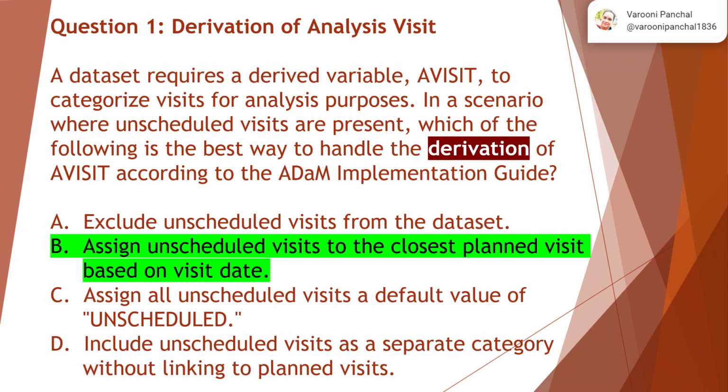Question 1. Derivation of analysis visit. A dataset requires a derived variable AVISIT to categorize visits for analysis purposes. In a scenario where unscheduled visits are present, which of the following is the best way to handle the derivation of AVISIT according to the ADaM implementation guide? So here there are various options available, A, B, C, D.